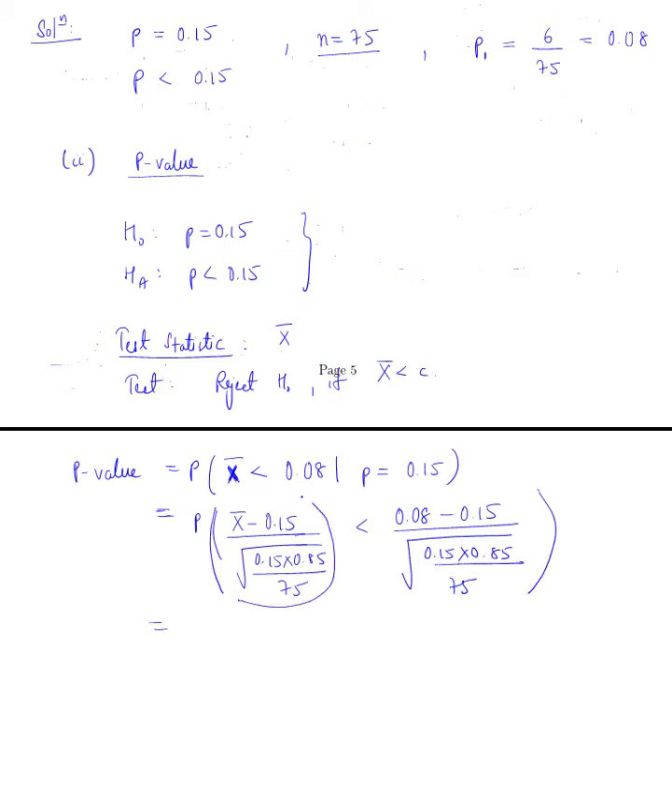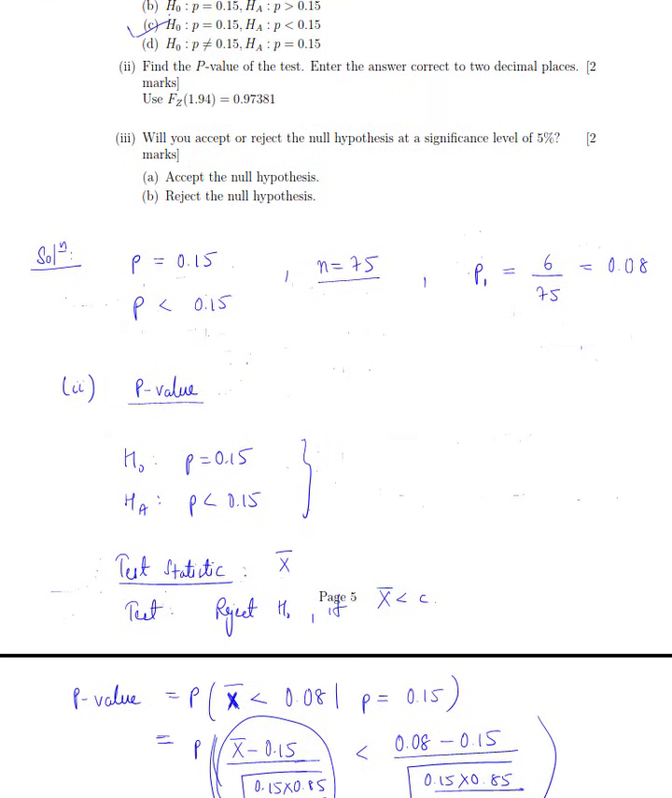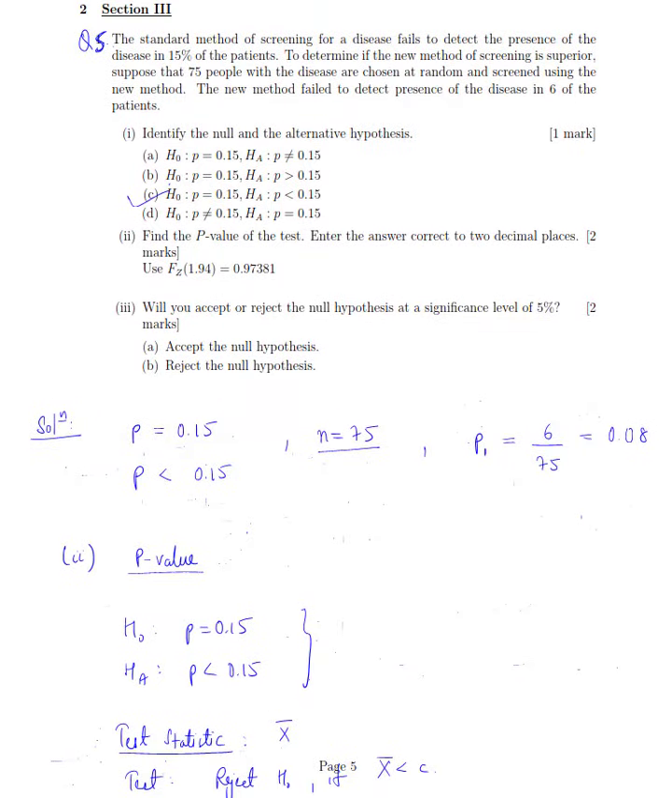This becomes capital Z. So this is the probability that Z is less than, once you solve (0.08 minus 0.15) divided by the square root of 0.15 times 0.85 divided by 75, minus 1.69. This is equal to phi of minus 1.69, and this value comes out to be approximately 0.04. So the p-value of the test is going to be 0.04.